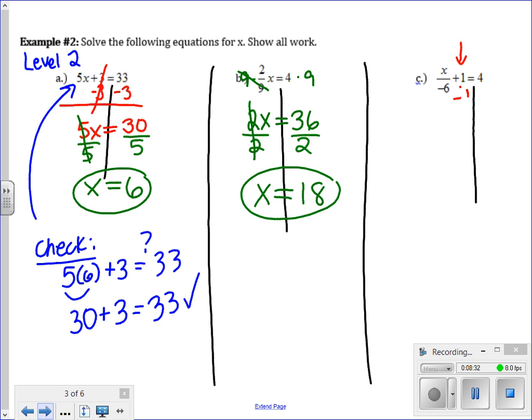So I'm going to start here by subtracting 1 from both sides because it's a plus 1 and the opposite of adding is subtracting. So that makes the plus 1 go away, and you're left with x over negative 6 equals 3.